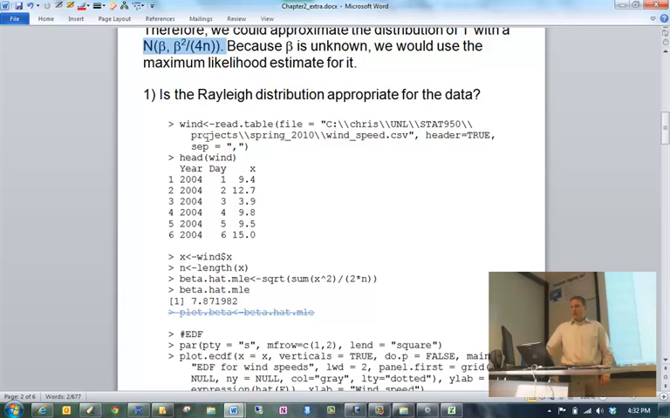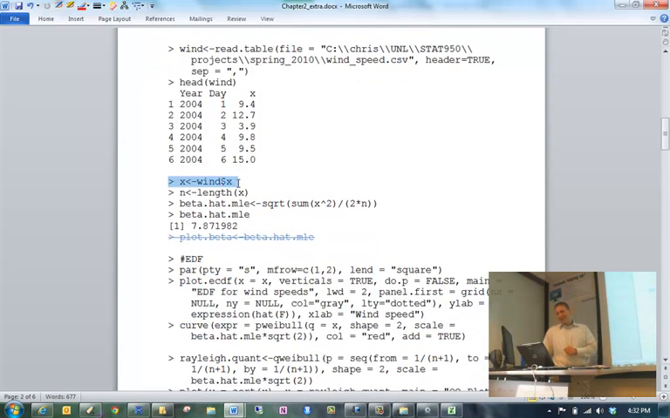Okay, so the first thing that we want to do is read in the data. It's a comma delimited file, so that's why I have sep equals quote, comma, quote in my read.table statement. I put it into an object called wind. I pull the wind speeds out and put them into an object called x. Find my sample size, find my maximum likelihood estimate, 7.87. You can delete this particular line there in the notes.